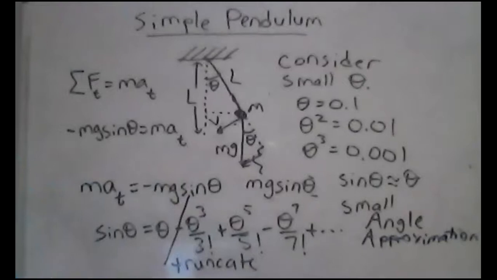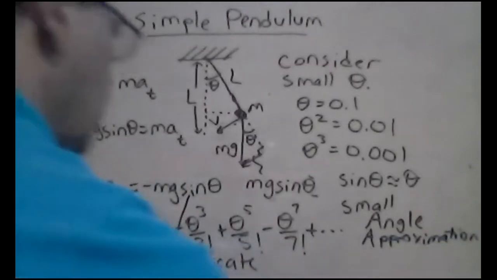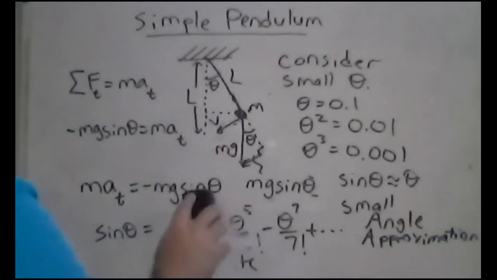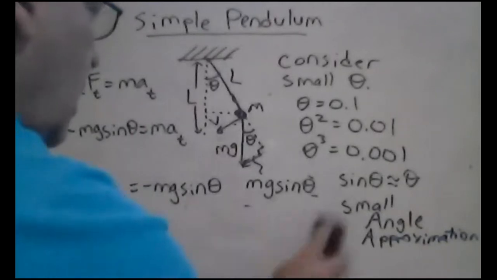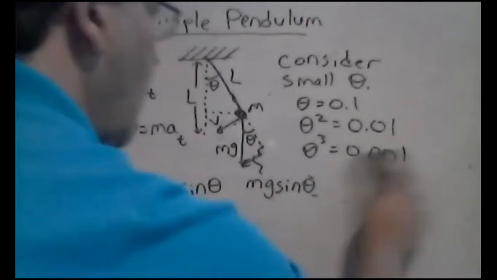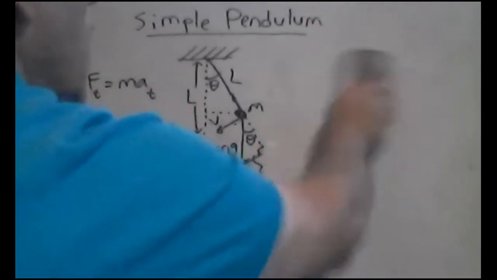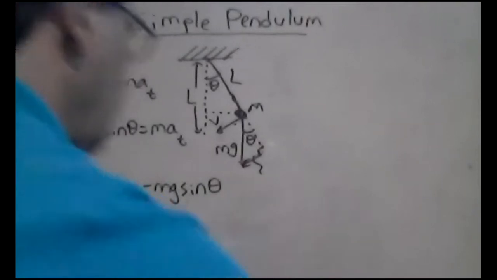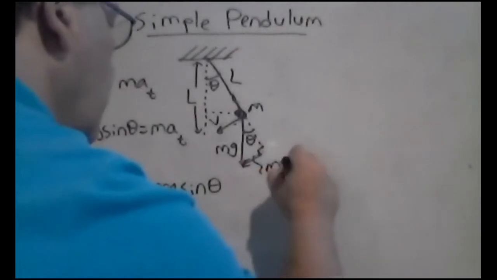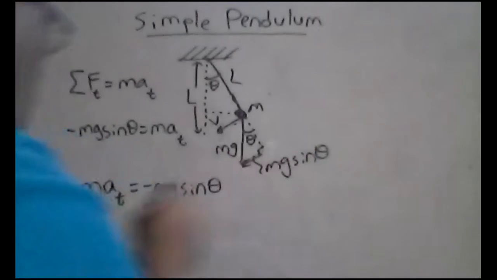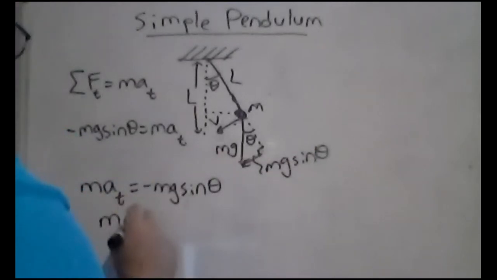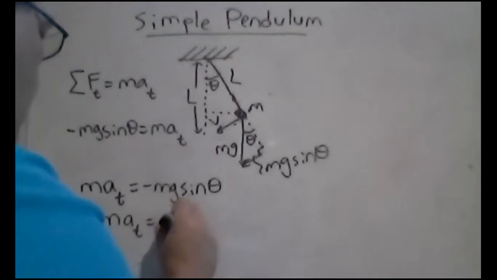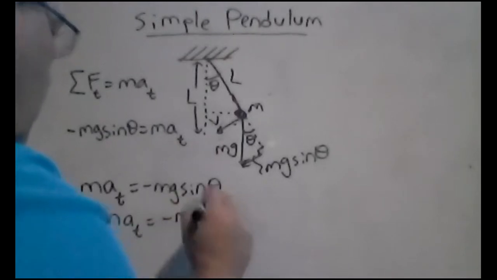All right, so great. I don't have to deal with sine of theta anymore. So I'm going to take my small angle approximation, and now, instead of having sine of theta, I'm just going to put theta. So instead, I'm going to say, m a sub t is now negative mg theta.